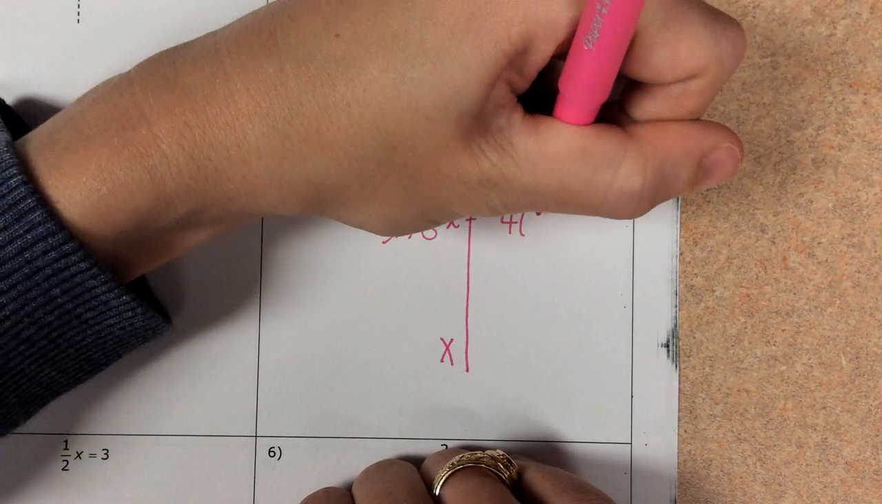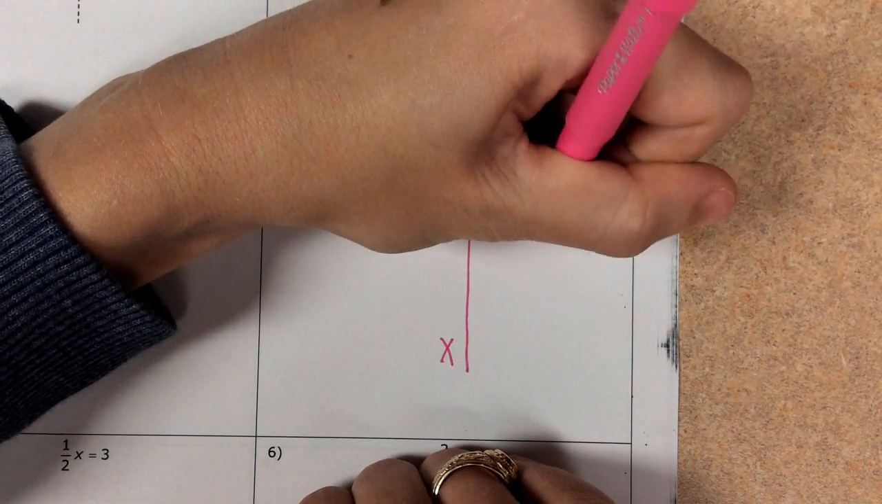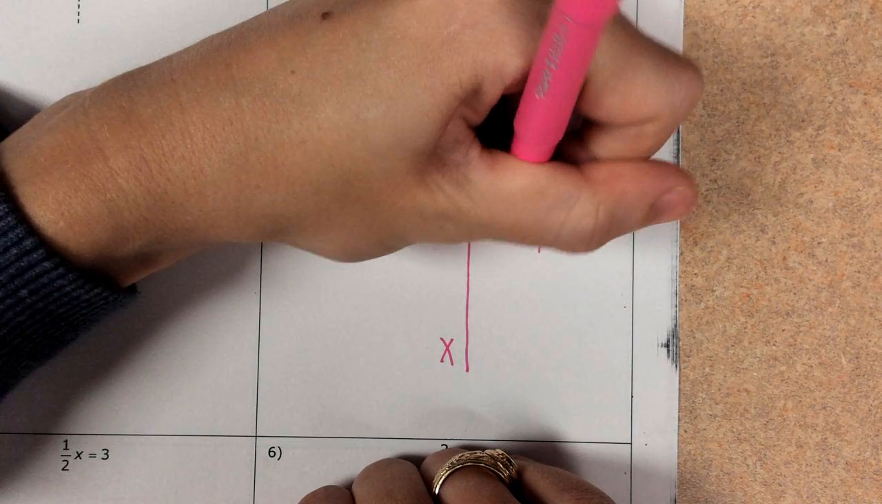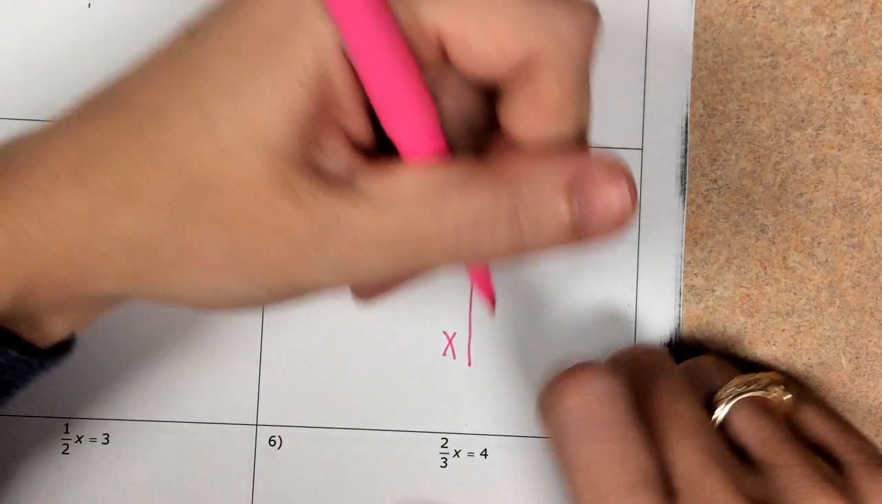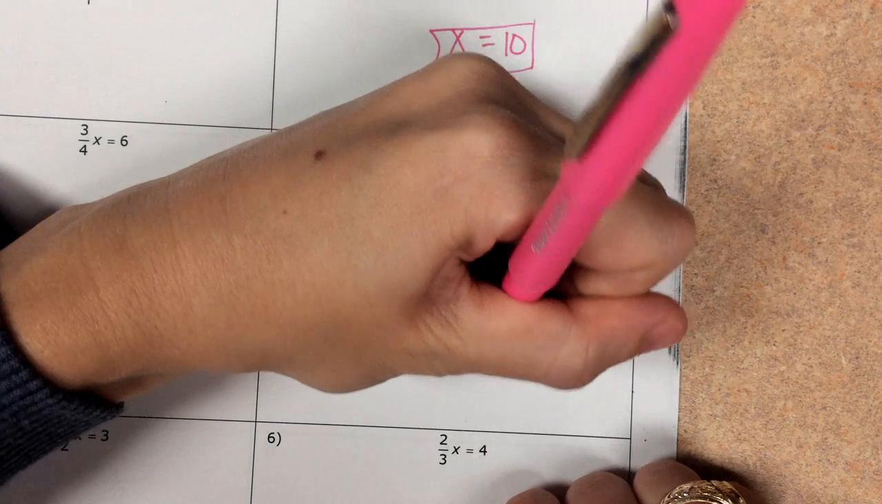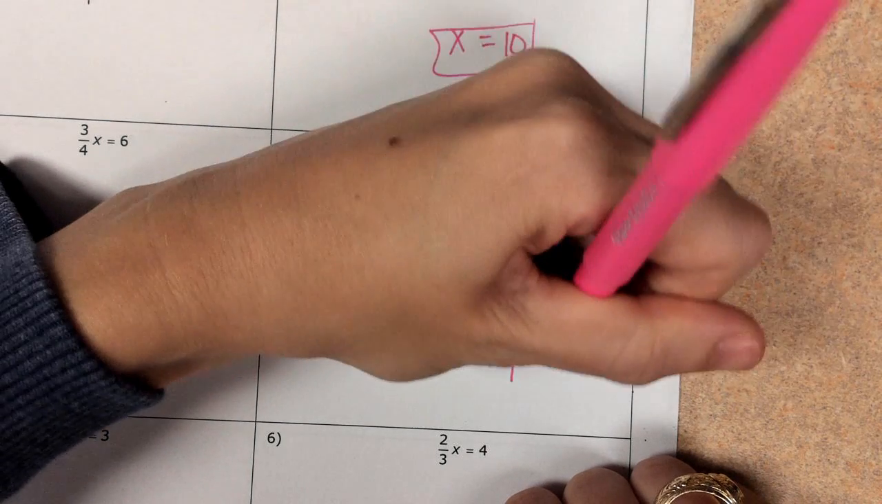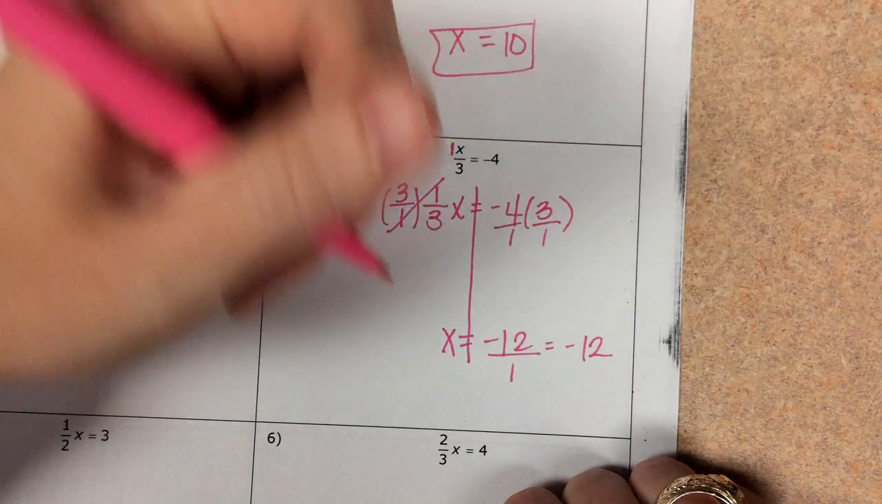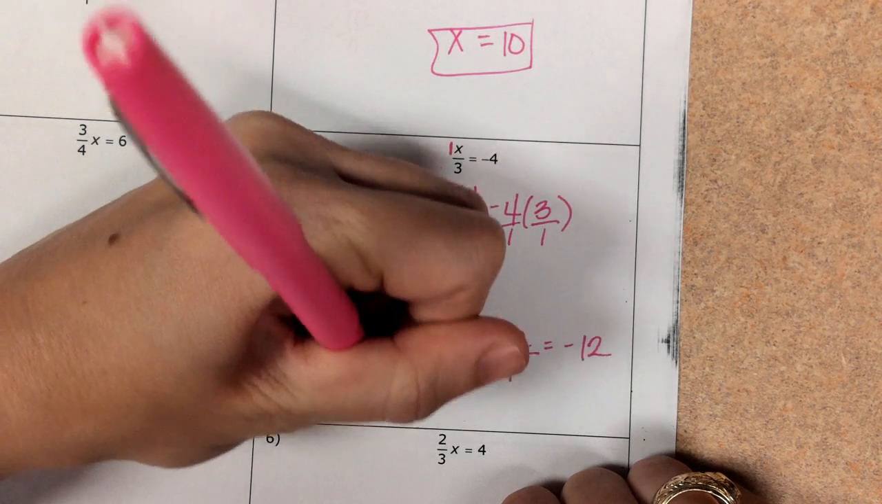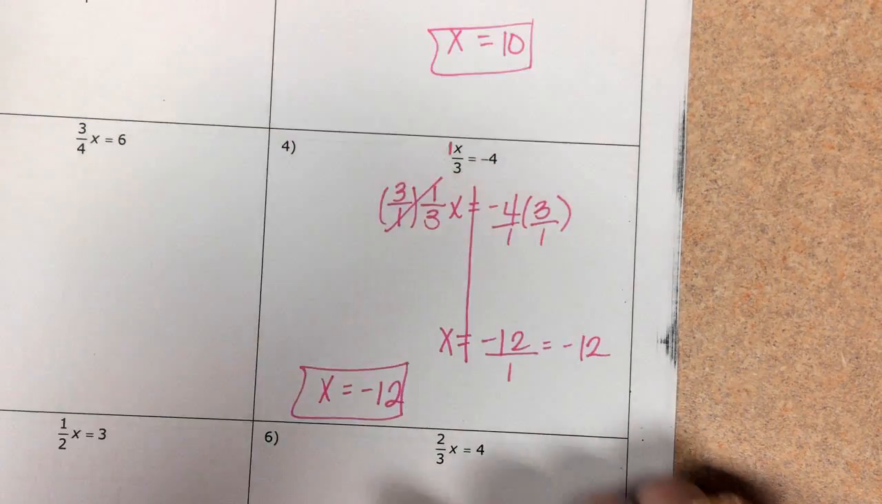Now I have to multiply my negative 4 also by 3. I can put that over 1 if I need to. Negative 4 times 3 is negative 12 over 1, which is equal to negative 12. So in this problem, the x is equal to negative 12.